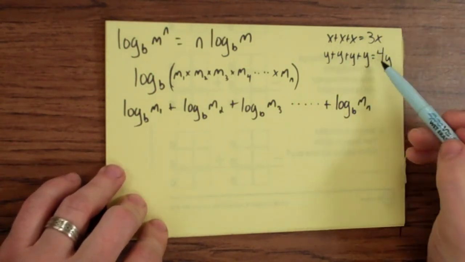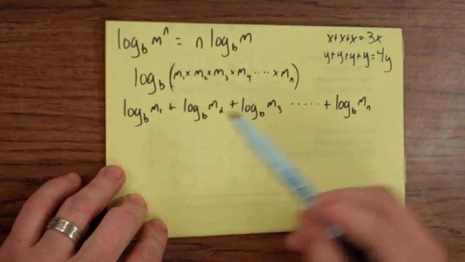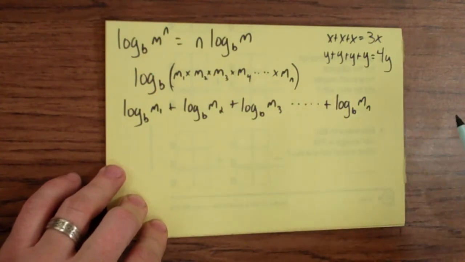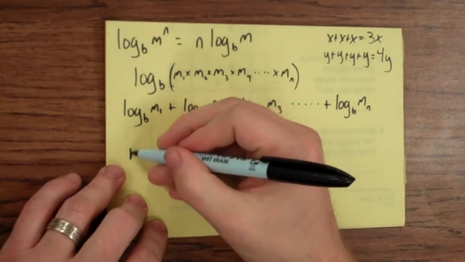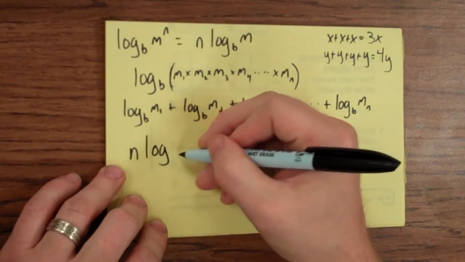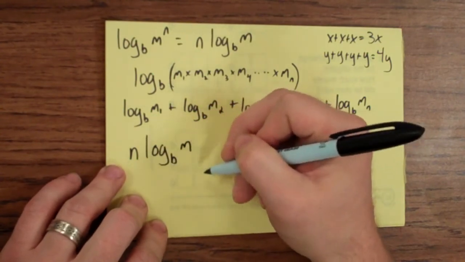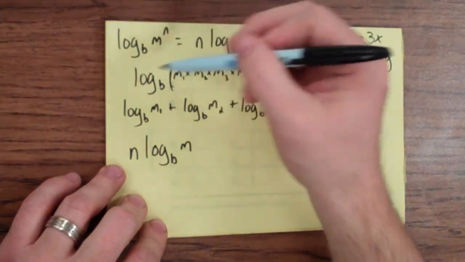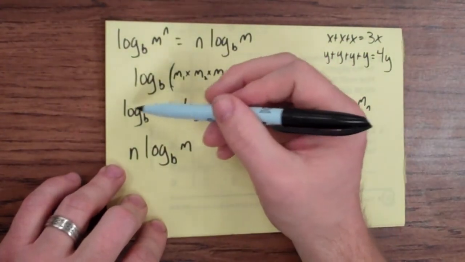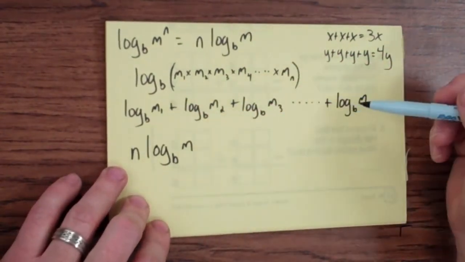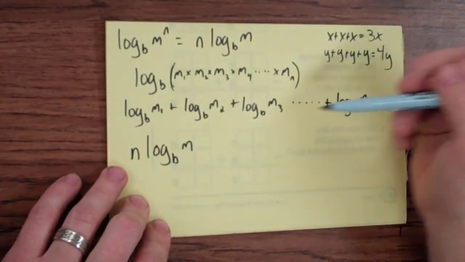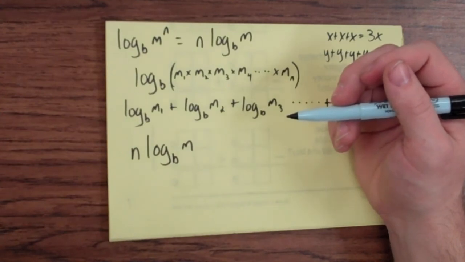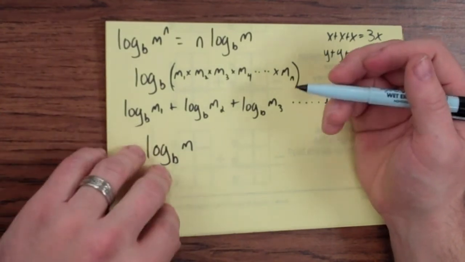Well, however many of them I have, it's that many times the thing, right? So the thing that I have is log base b of m, and I have 1 of them, 2 of them, 3 of them, all the way up till I have n of them. Right? So I have n times log base b of m. And that's what I was trying to show. I rewrote this part of the equation. I invoked the product property to add them all up. And then I said, well, if I add up n of them, then I have n times that thing. So there you go. There's a quick proof using a previous property that we already used.